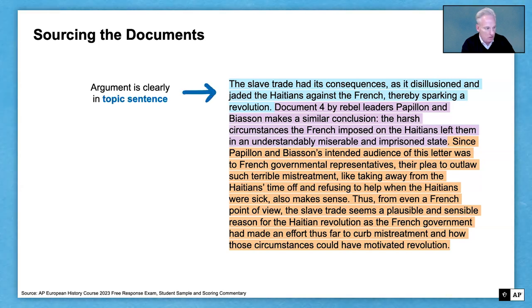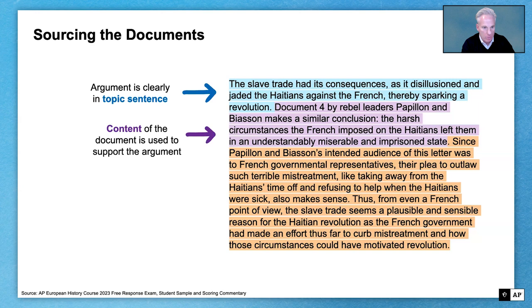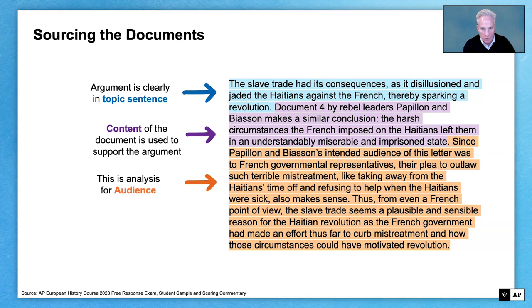And so in the blue, you see the topic sentence is established there. The purple is with the content of the document that's used to support the argument. They've given us a summary of that. And then make the source happy. They're choosing audience here. And it states, it's in that kind of orangish color, "Since Papillon and Bisson's intended audience of this letter was to French governmental representatives, their plea to outlaw such terrible mistreatment, like taking away from the Haitians time off and refusing to help when the Haitians were sick, also makes sense." Thus, this is the why part.